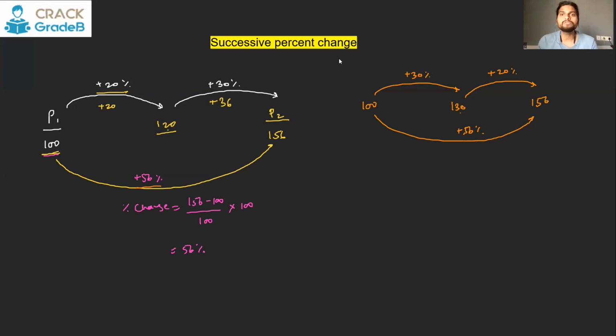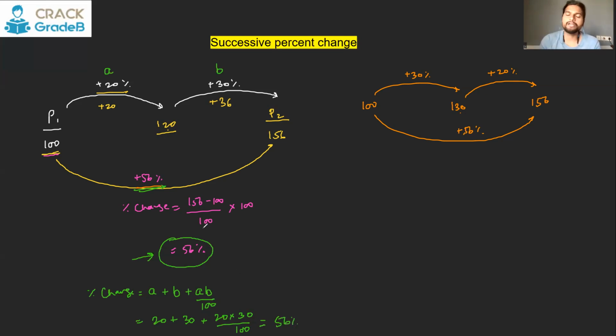And secondly, you can use a formula to solve these types of questions. That is called the successive percent change formula. So what is the formula? If the first percent increase is A and the second percent increase is B, the resultant percent change is given as A plus B plus A into B upon 100. So you just have to put in these values. A is 20, B is 30, plus 20 into 30 upon 100. And if you solve, 20 plus 30 is 50, 50 plus 6, 56%.